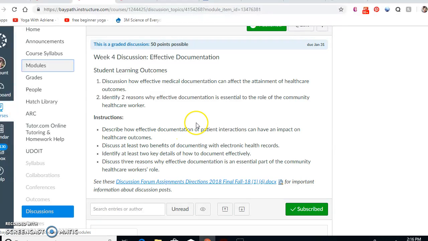So here in the instructions, you'll talk about the overall impact on healthcare outcomes and 2 benefits of documenting with electronic health records versus paper records, and identify at least 2 details of how to document effectively, and 3 reasons why effective documentation is an essential part of the community healthcare worker's role. So there's many more details that you could include. So feel free to have fun with this assignment and cover the basics, but you can go into it as deep as you would like to.